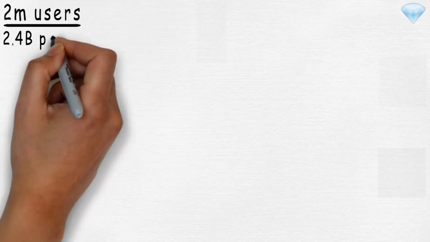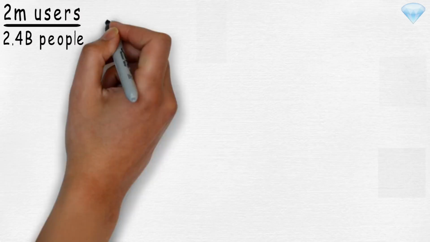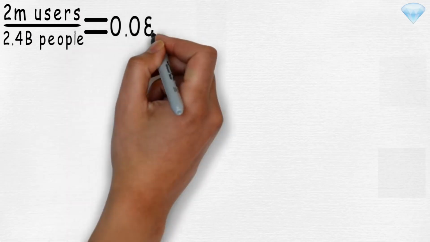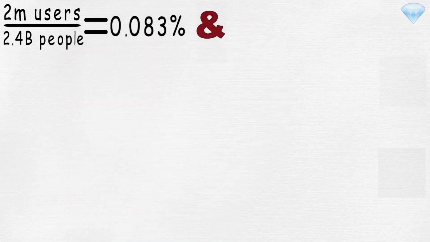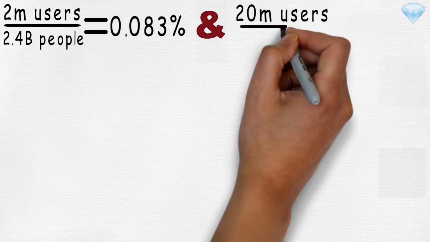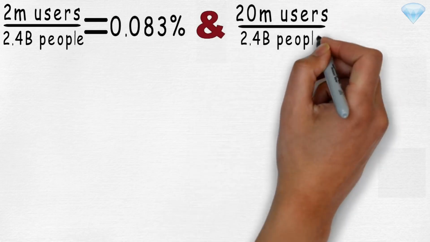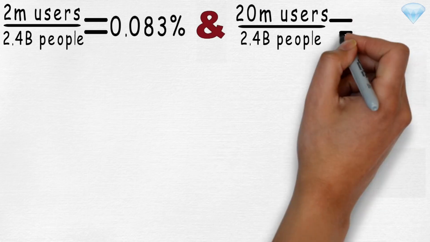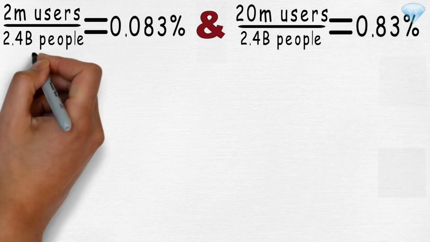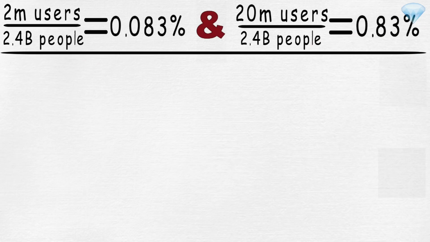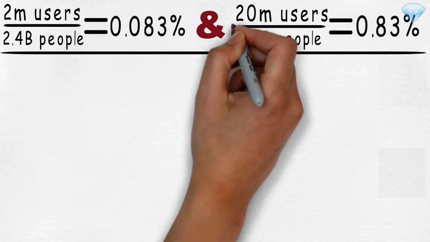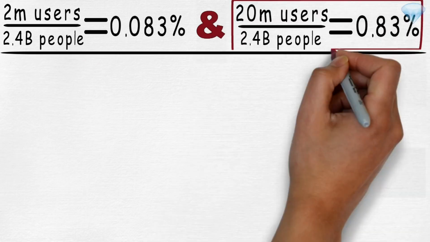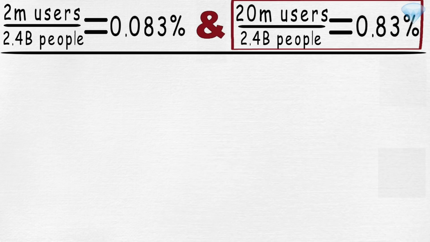2 million users divided by 2.4 billion people of target sample equals 0.083%, and 20 million users divided by 2.4 billion people of target sample equals 0.83%, respectively. So let's take for example this limit first. 20 million users divided by 2.4 billion people of target sample equals 0.83%.